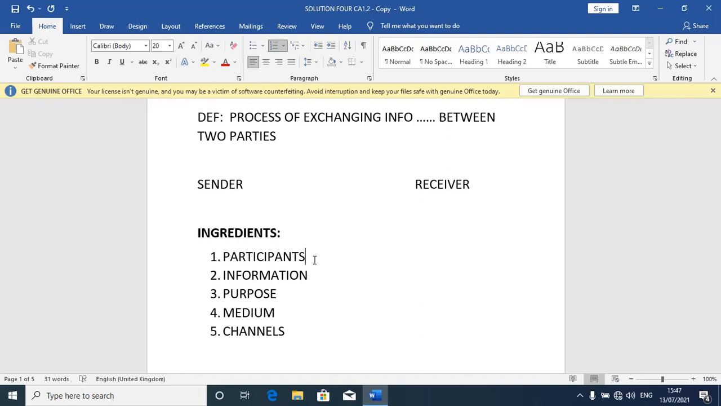So the purpose of communication could be, maybe you want to share information. Simply sharing information with others, that could be the purpose of communication. Or you want to get the other person to do something.